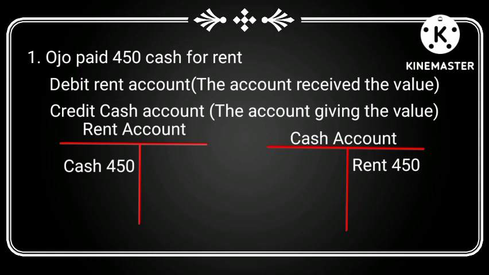Question 1. Mr. Ojo paid $450 cash for rent. Preparation of the ledger: the rent account would be debited with the cash of $450 it received, and the cash account would be credited with the amount of $450 it paid to rent. You can't put Mr. Ojo's account, because the ledger is being prepared by the entity, so it is replaced with the cash account.